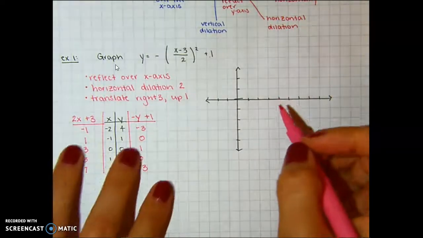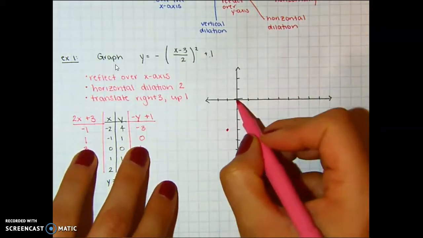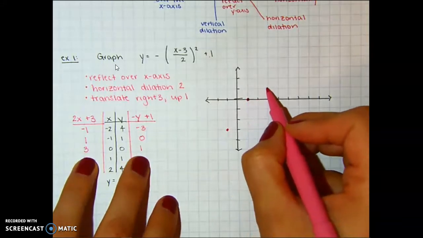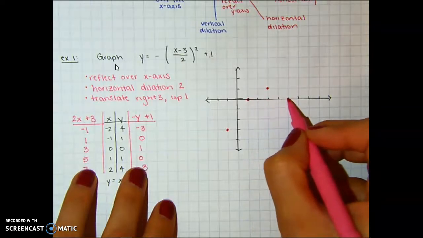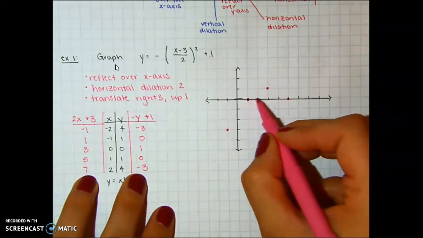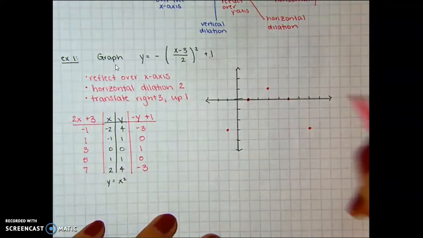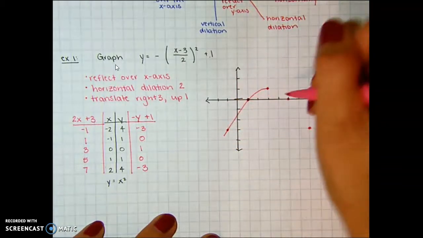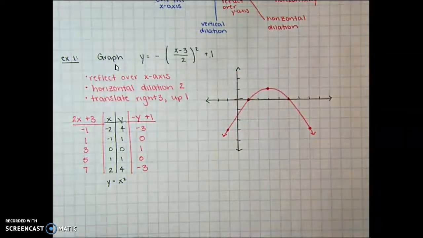Okay, plot our points. So -1, -3, 1, 0, 3, 1, 5, 0, 7, -3. Turns into a parabola. And don't forget your arrows. And that is the end of that example.